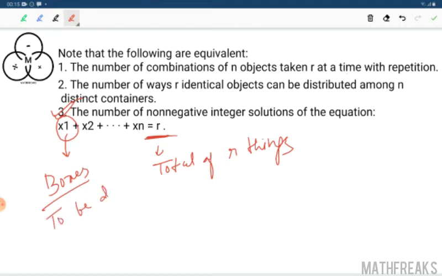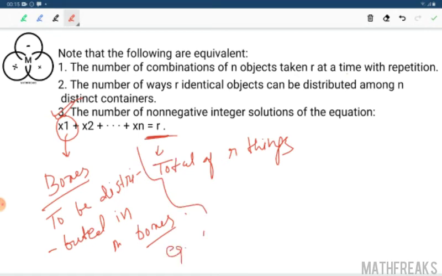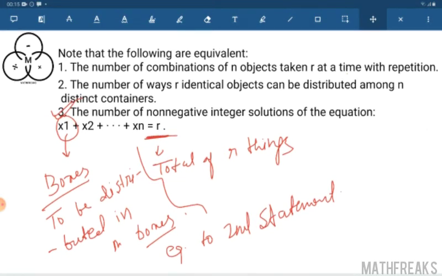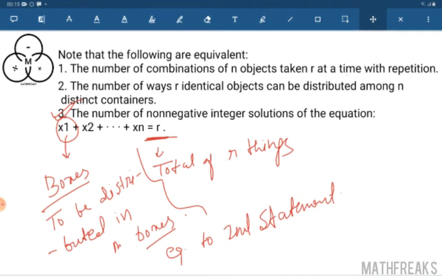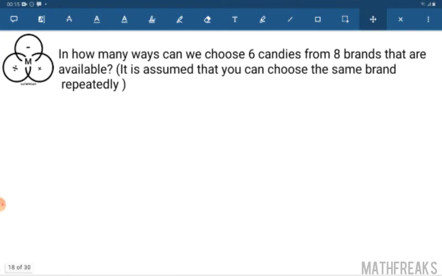To be distributed in n boxes. So definitely they are saying this is equivalent to the second statement, and the second statement is just the vice versa of the first statement. So these 3 statements are equal. If you can prove any of these, we are ultimately proving this. So let's try to prove it.